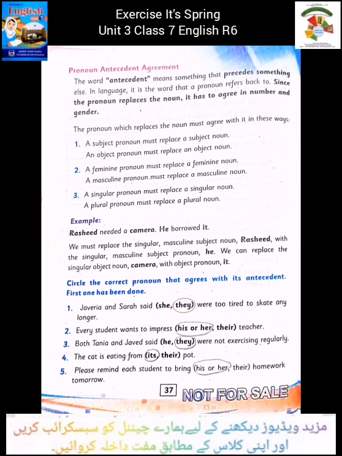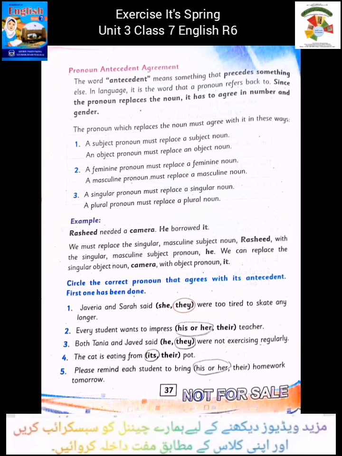Plural means many. So for example, Rashid needed a camera. So Rashid is a noun, camera is also a noun. And then he borrowed it. So now Rashid is changed into he and camera is changed into it. So we must replace the singular masculine subject noun, which is Rashid, with the singular masculine subject pronoun, which is he. And we also replace the singular object noun, which is camera, with the object pronoun, which is it, as per the above rules.